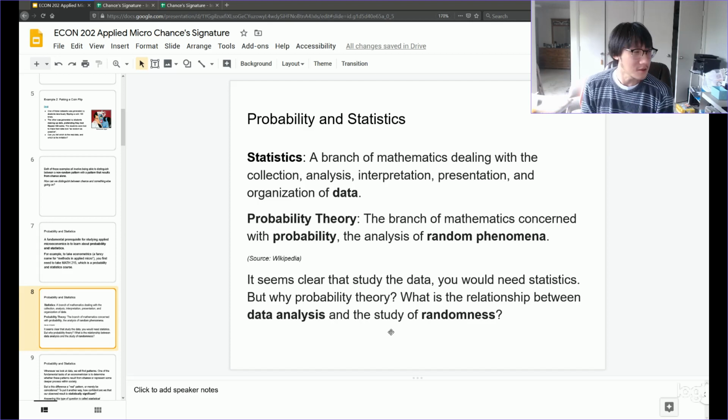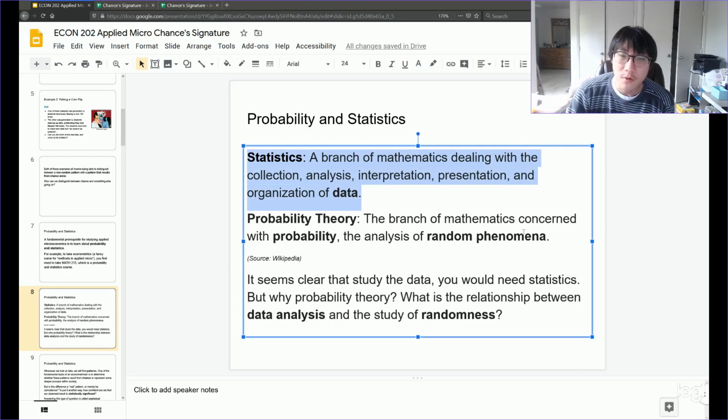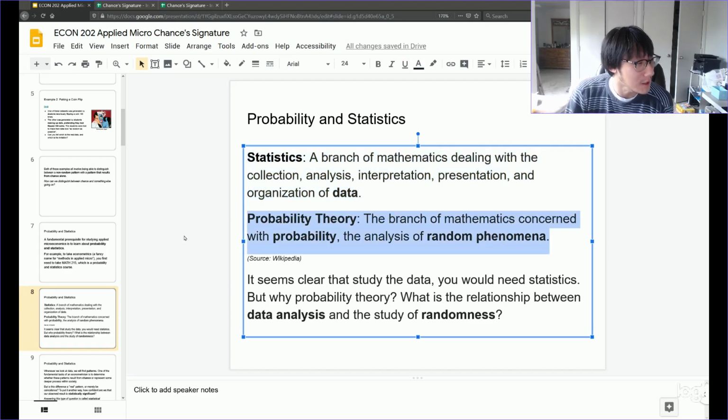Because you take these classes and it's usually the same class, right? Probability and statistics. Probability theory is the branch of mathematics concerned with probability or the analysis of random phenomena. But once again, we have this question: why do you need that? It makes sense why you need statistics, but why would you need probability theory in order to go analyze some data?